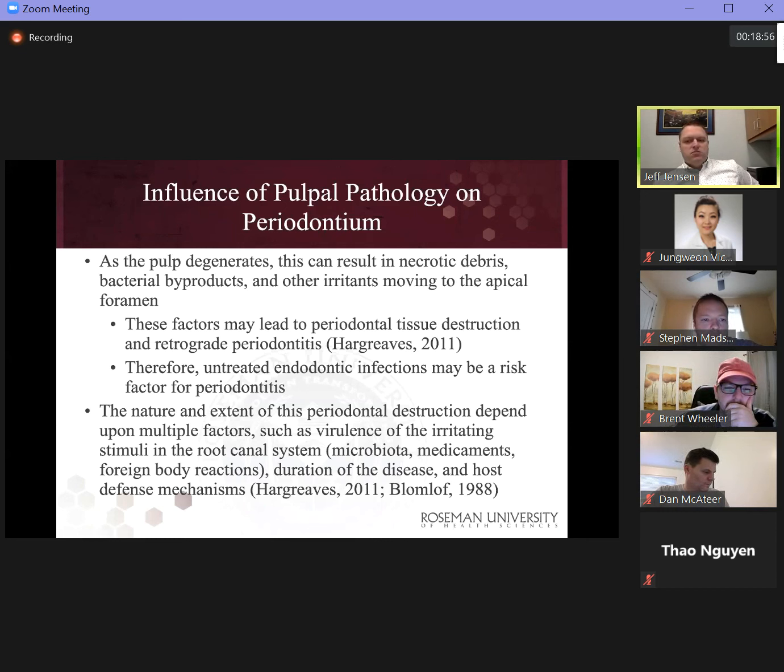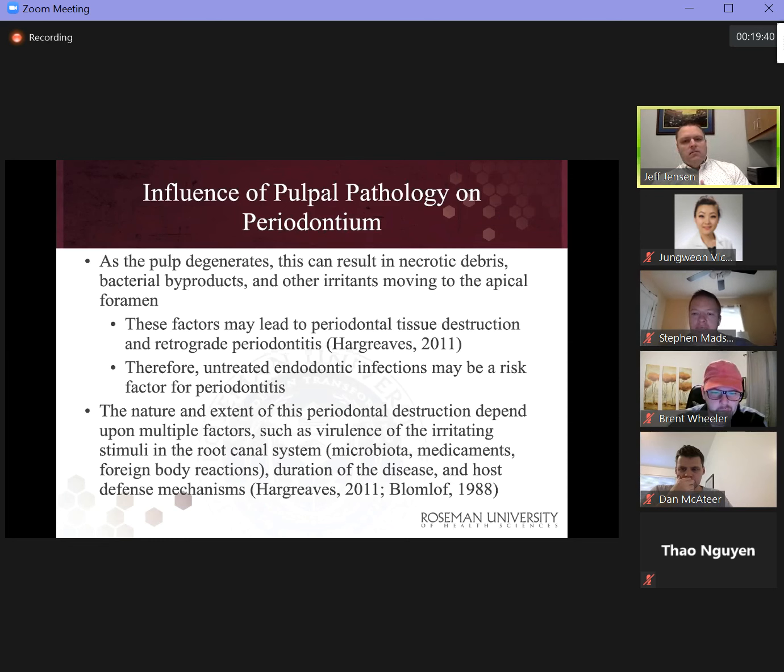These factors can lead to periodontal tissue destruction. So tissue is being destroyed as we see that lesion, and that's periodontal tissue. That's tissue around the tooth. And it can cause some retrograde periodontitis, meaning periodontitis, rather than starting from the coronal where the gingiva is, starts more towards the apical and moves upwards. So an untreated endodontic lesion may be a risk factor for this type of periodontitis, okay? And we'll kind of go through some of that when we talk about the classifications, okay?